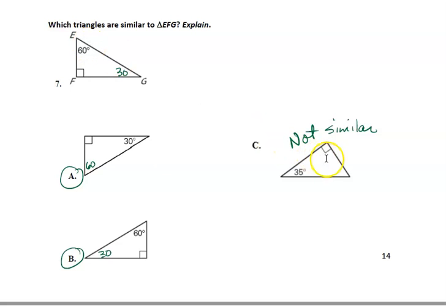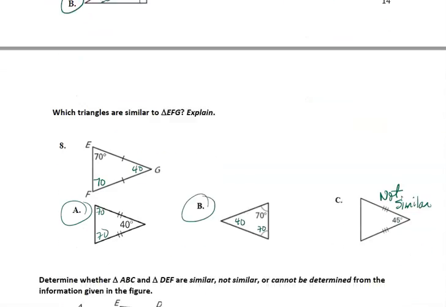So that's not similar, but these guys are, because I have at least 2 matching angles. I really have 3 matching angles in each one. So these 3 triangles in a vertical column are all similar. This is not. Okay, so these guys are similar to each other. All right, let's keep going.